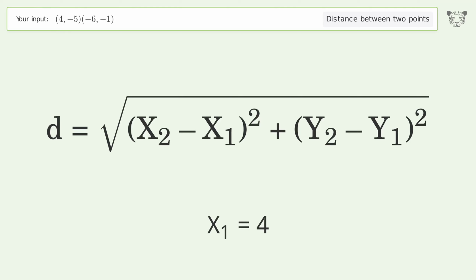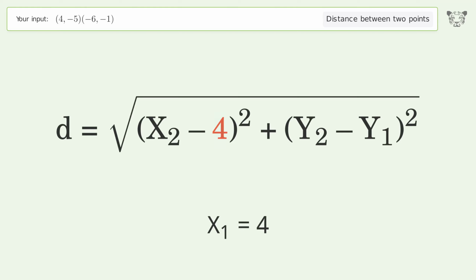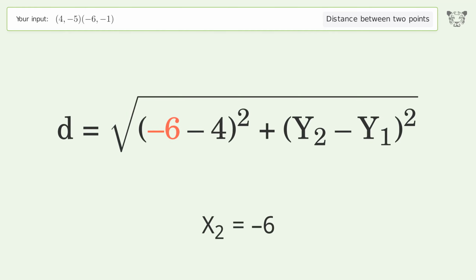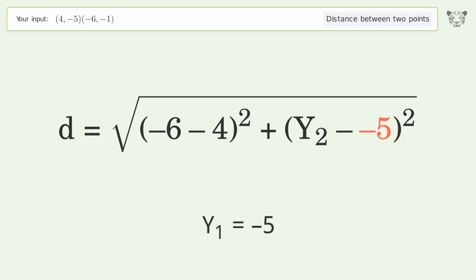x1 equals 4. x2 equals -6. y1 equals -5. y2 equals -1.